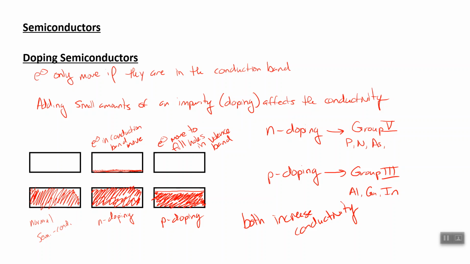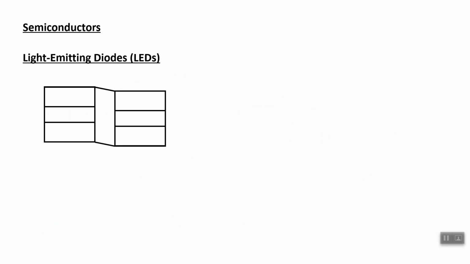One of the ways that this is very useful is in light emitting diodes. And what we do with light emitting diodes is we put a p-doped semiconductor next to an n-doped semiconductor.